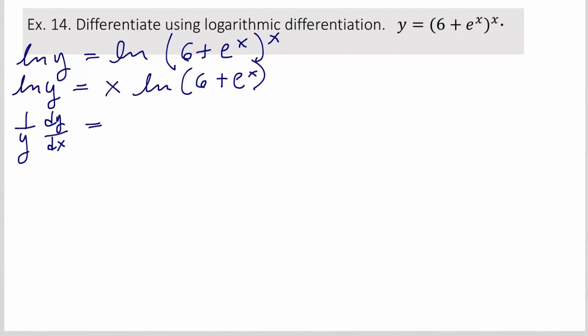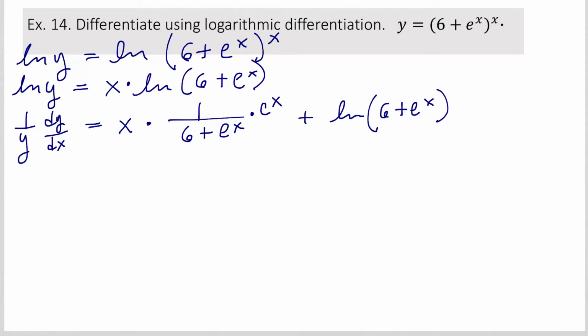I'm differentiating implicitly. Remember, that's why I've got the dy/dx there. y is a function of x. All right, now I've got a product here. So I've got the first times the derivative of the second, which would be 1 over 6 plus e to the x times the derivative of 6 plus e to the x. That would be e to the x. So that's the first times the derivative of the second plus the second times the derivative of the first, which is just 1.